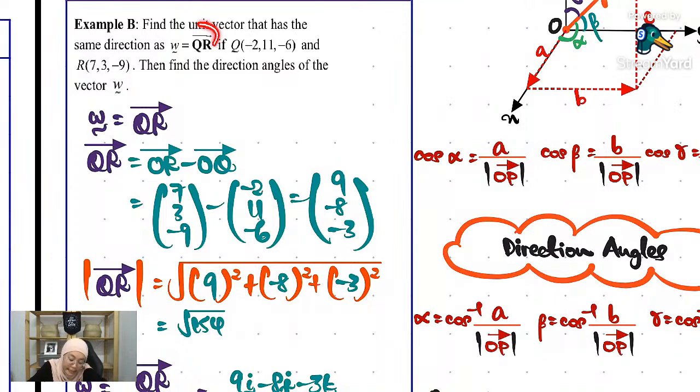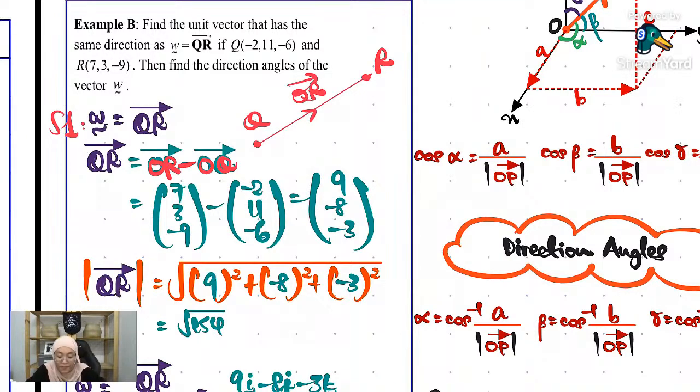So basically, step 1, we actually have to find QR first, because W is QR. So step 1 is nothing other than finding the W vector first. So we have QR. QR is very easy. It is OR minus OQ. You use the point there. This is just Q. This is just R. We want to find QR.